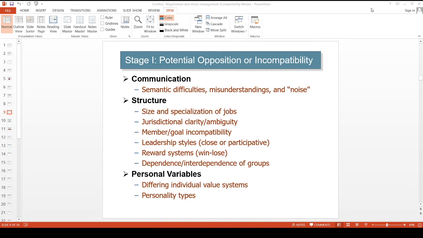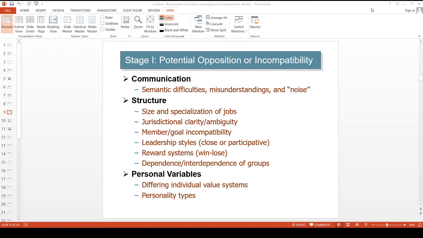The second important component is the structure. It includes the size and specialization of the jobs, then jurisdictional clarity and ambiguity, members' goal incompatibility, leadership styles that may be close or participative, reward systems, and dependence and interdependence of the groups. Let's discuss each of these points, and how these structural components can contribute towards the initiation of conflict within the organization or within the group or team.